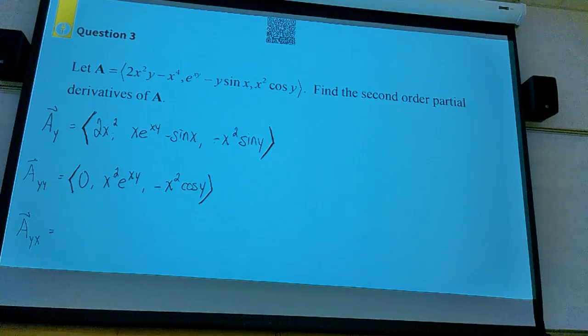Or you could do it with respect to x. For x, xy e to the xy minus cosine x, negative 2x sine of y.